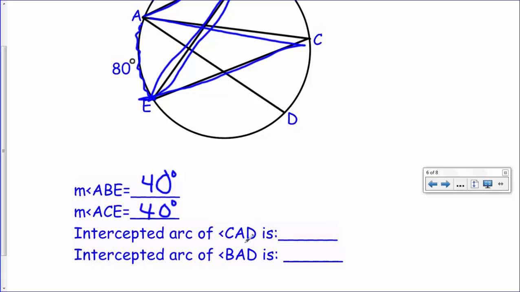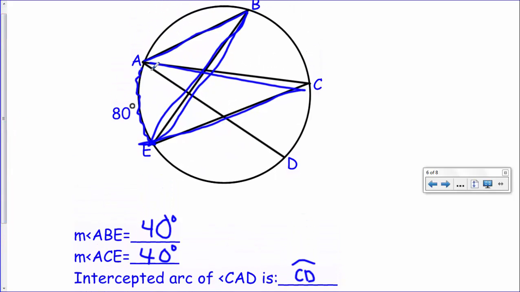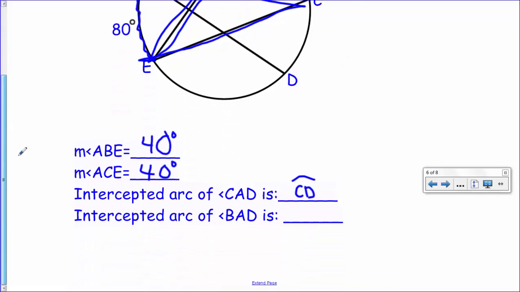We want to find the intercepted arc of angle CAD. So we follow angle CAD. Its intercepted arc would be arc CD. We also want to find the intercepted arc of angle BAD. BAD has an intercepted arc from here to here, which is arc BD. Remember to name it: if it's a major arc, 3 letters, minor arc, 2 letters.